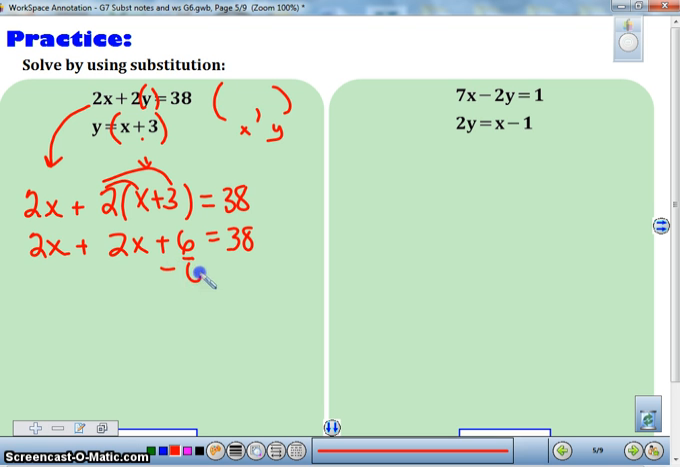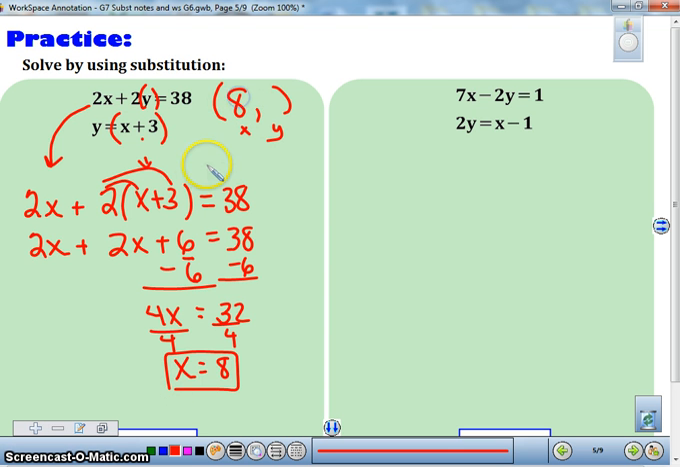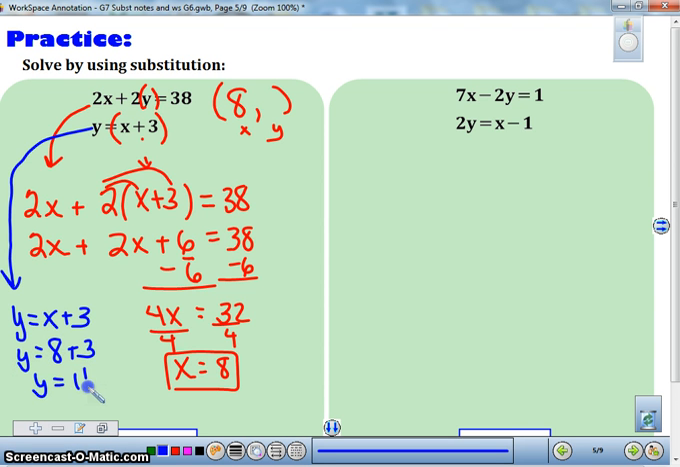We are now subtracting 6. Hopefully this is starting to jog your memory on solving equations. 32 equals 4x. Dividing by 4, x equals 8. We are halfway there. We got to find y. If we are solving for y, this is the easiest one. Second equation that says y equals x plus 3. We're going to replace the x with 8 plus 3, and y is 11.